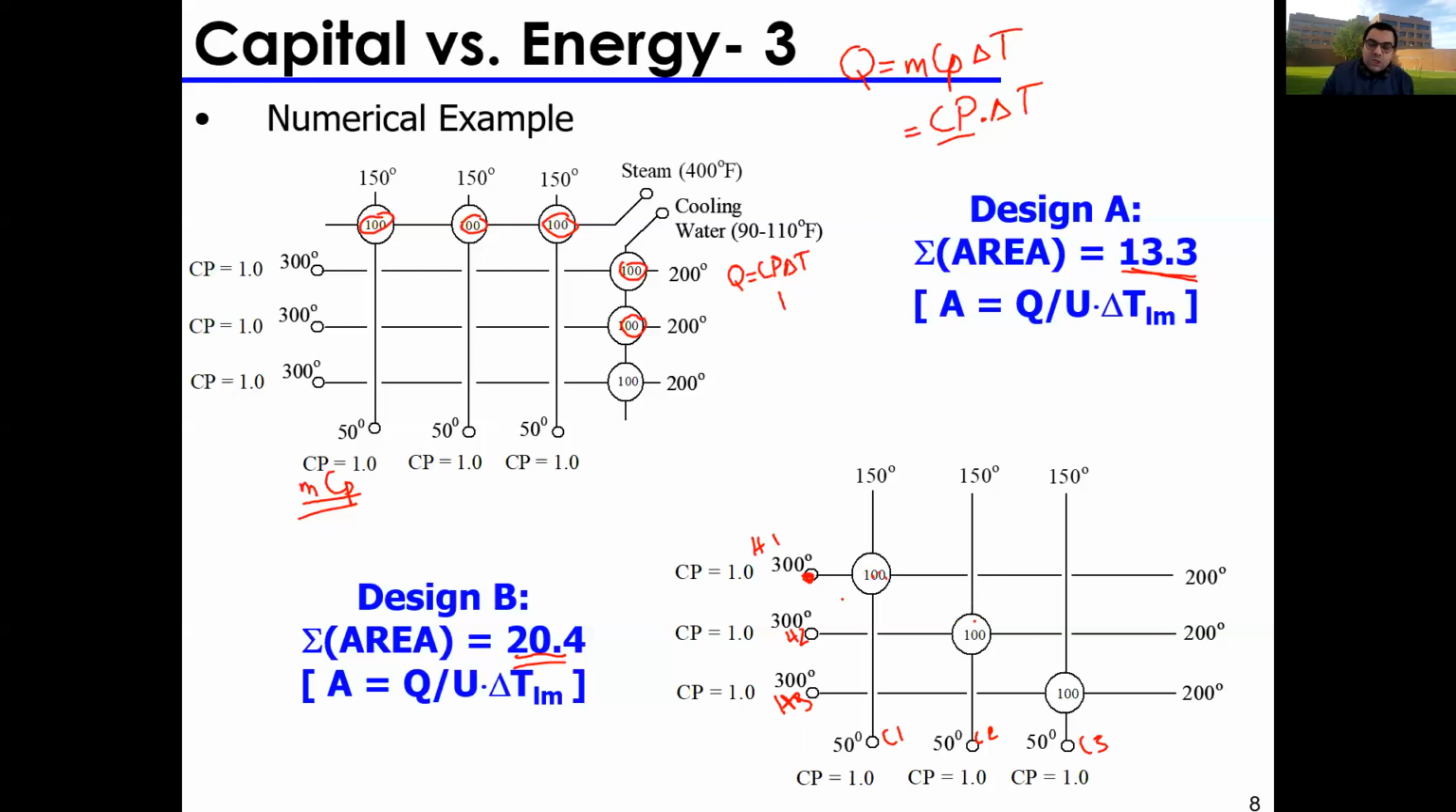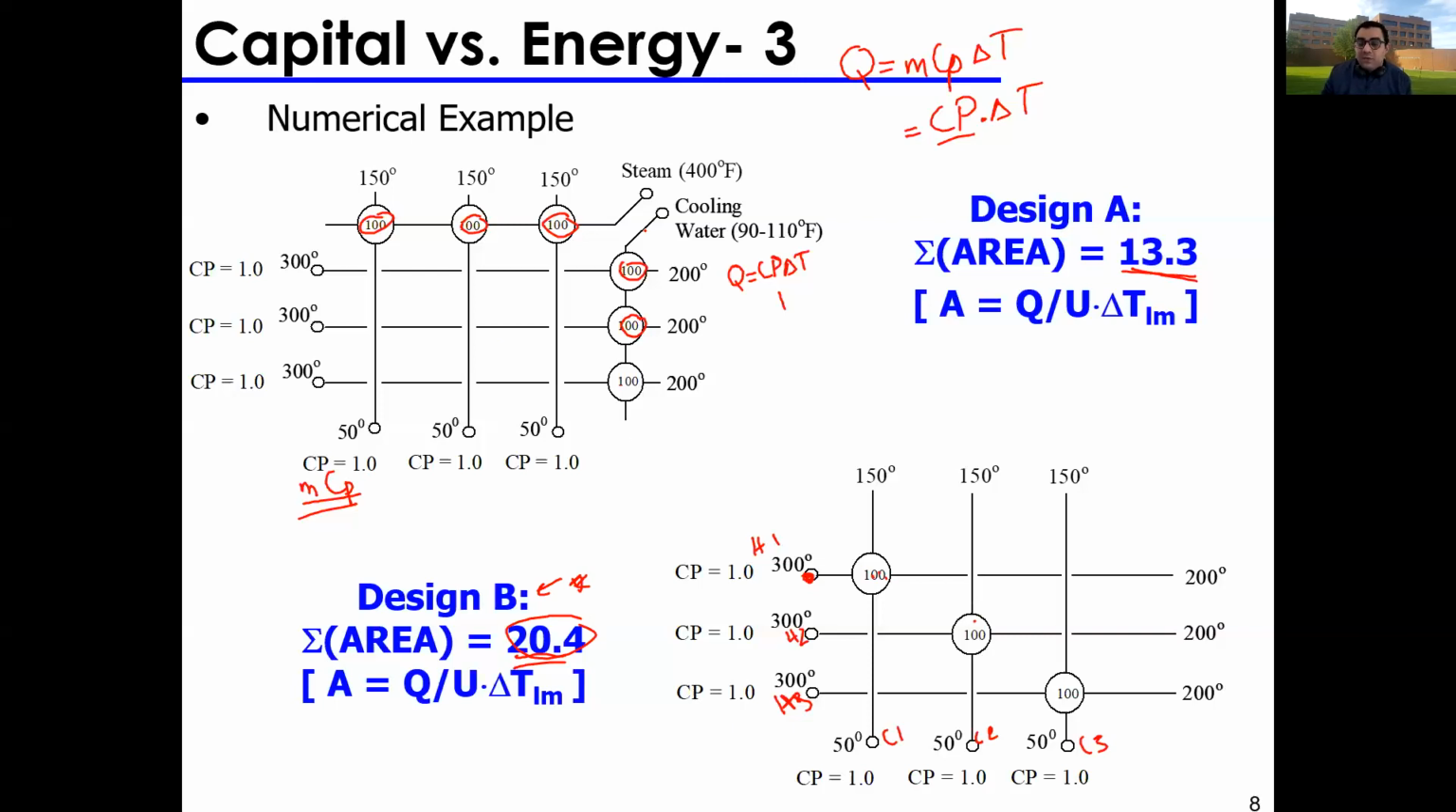So you need to make a judgment call on which is the better design, right? From a chemical engineering design perspective, design B is the better design, right? Because even though you have a larger surface area, so these heat exchangers will be bigger, I have a smaller number of heat exchangers. I only have 3 heat exchangers compared to 6 in this case.